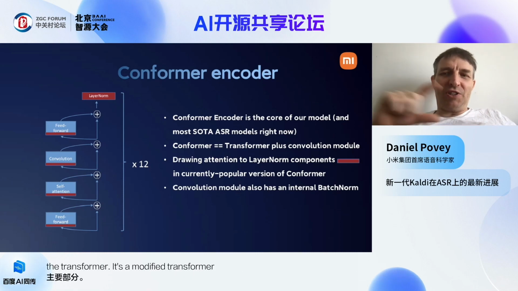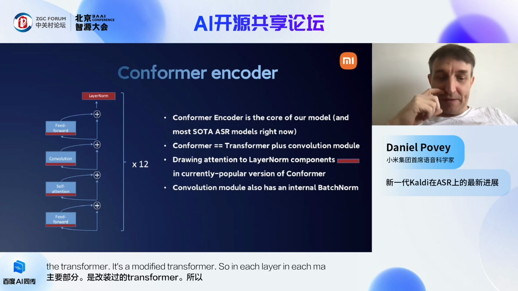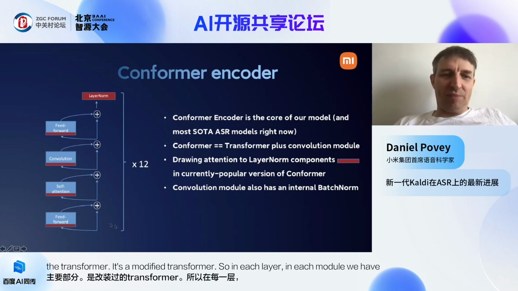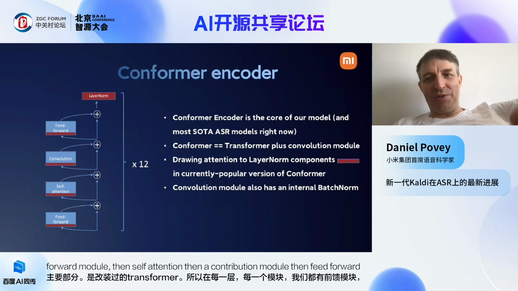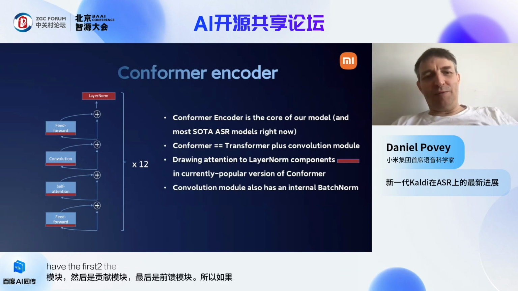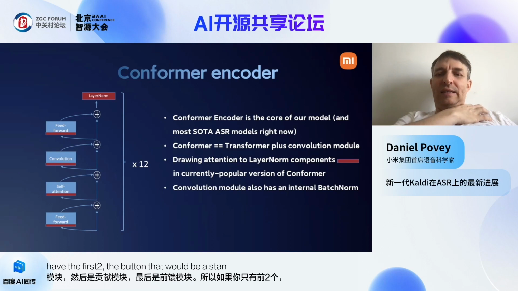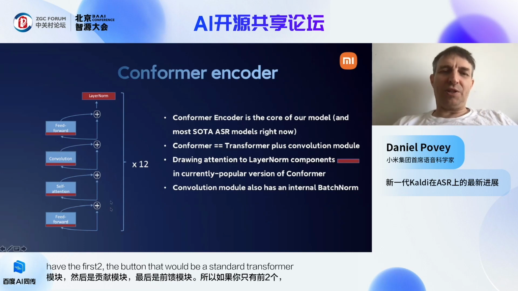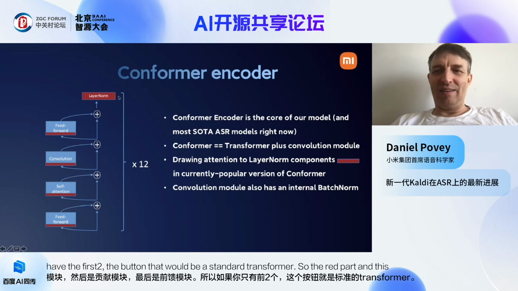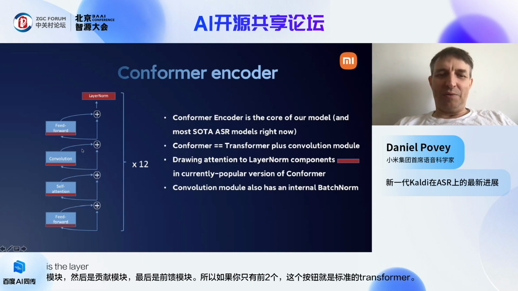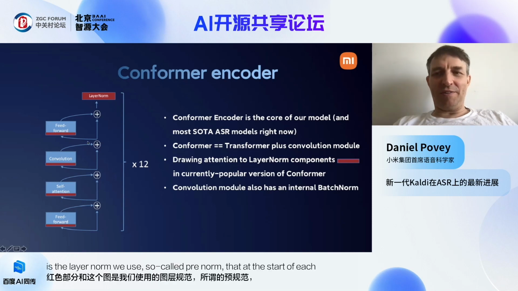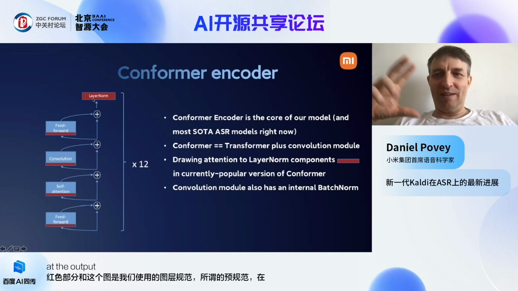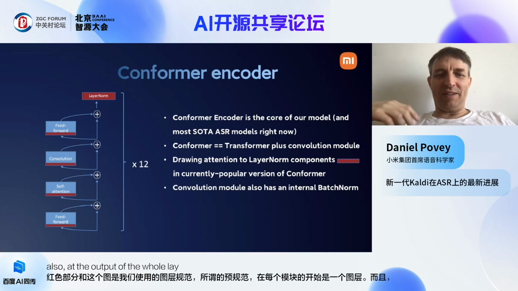So in each layer, in each module, we have a feed-forward module, then self-attention, then a convolution module, then feed-forward. If you just have the first two, the bottom two, that would be a standard transformer. Now, the red part in this diagram is the LayerNorm. We use so-called pre-norm, that at the start of each module, there's a LayerNorm, and also at the output of the whole layer, there's a LayerNorm.